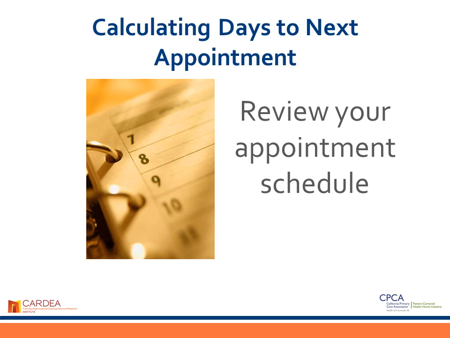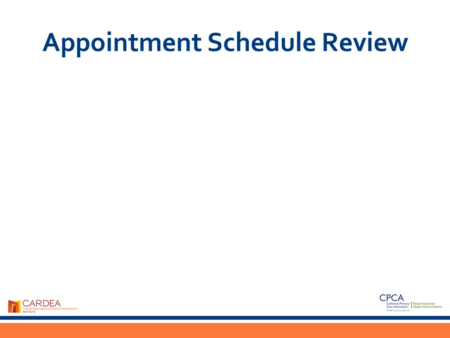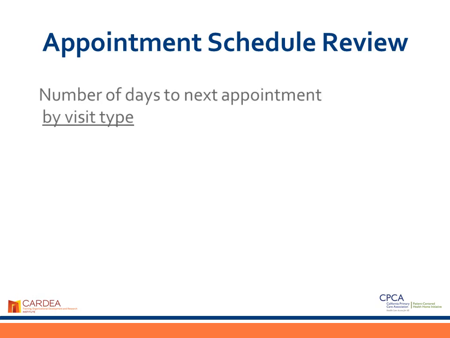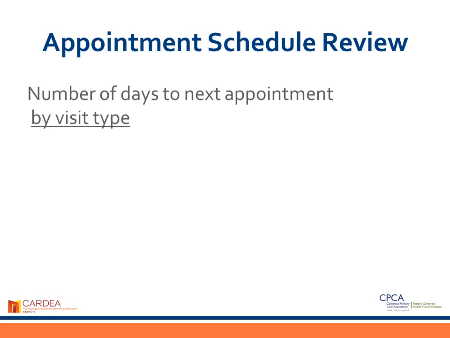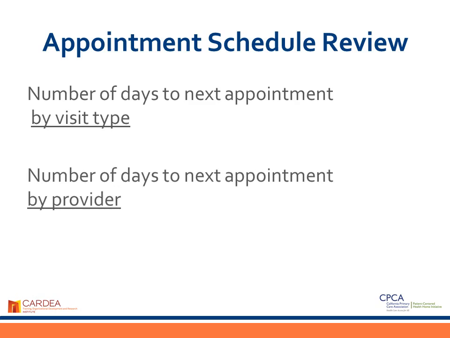To calculate the days to the next appointment, you need to review your appointment schedule on intermittent days for about 2 weeks to determine the number of days from the time the patient contacts the clinic to request an appointment to the next available appointment. These intermittent reviews of your appointment schedule document the number of days to the next appointment by each visit type. This could be urgent care, new patient physicals, routine exams, or whatever you choose. It also documents the number of days to the next appointment for each provider.